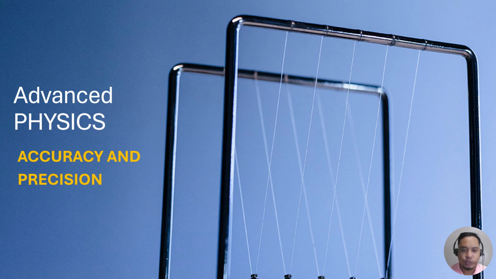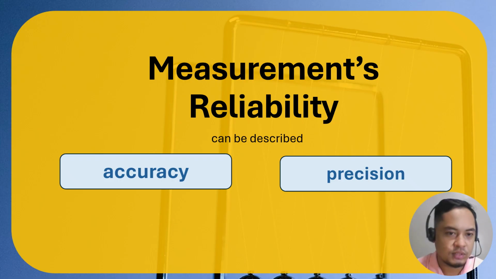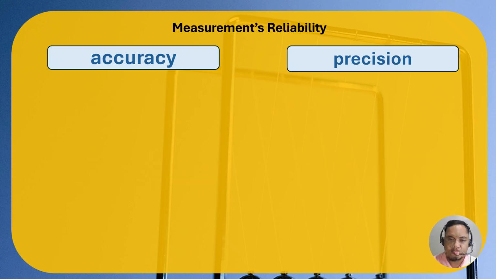These two terms are very crucial in physics, especially in dealing with measurements. All right, so let's try to find out what's the distinction between accuracy and precision. In terms of reliability of measurements, or how accurate or precise the measurements are, it can be described by these two terms. We have accuracy and precision.